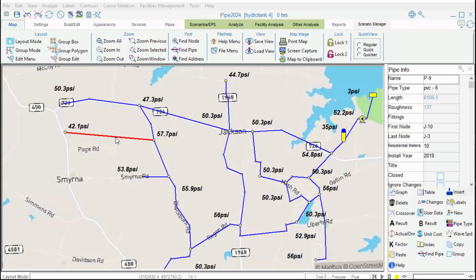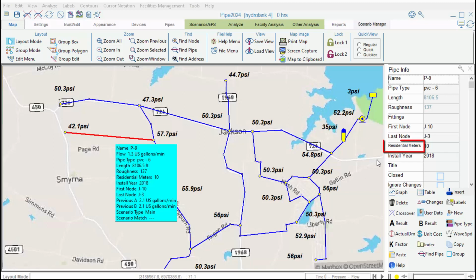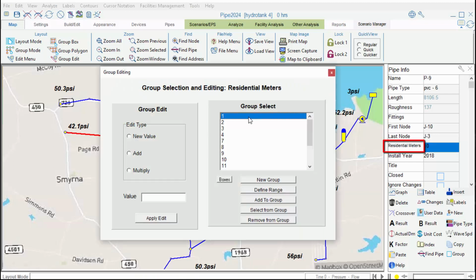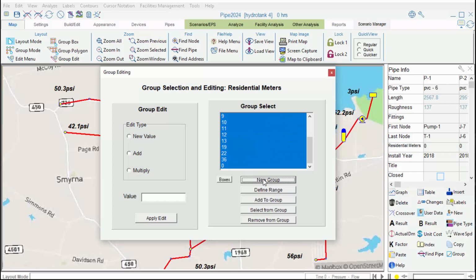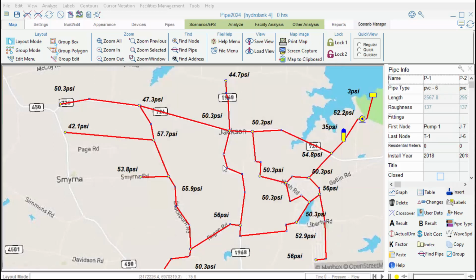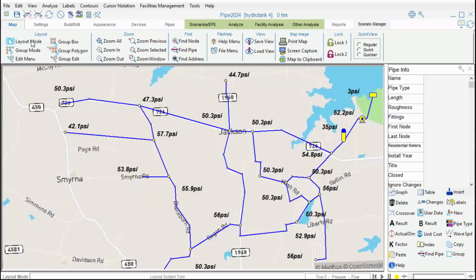Let's say the area's population grows to be 2/3 larger than it is. We will multiply the number of residential meters in each pipe that has them by a factor of 1.66. Then we will reanalyze the system.